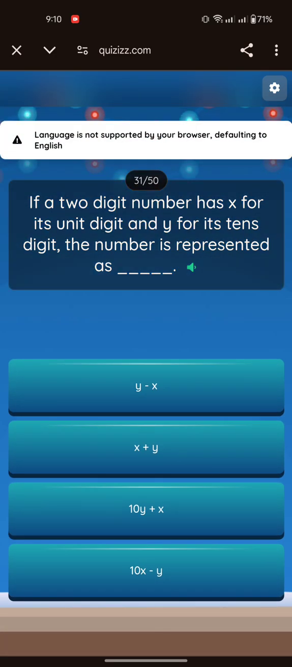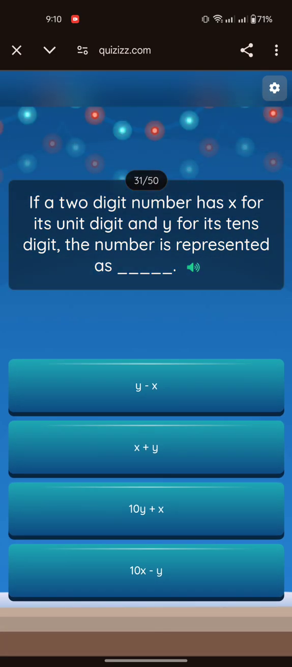Question. If a two-digit number has x for its unit digit and y for its tens digit, the number is represented as blank. Option 1, yx. Option 2, x plus y. Option 3, 10y plus x. Option 4, 10x.